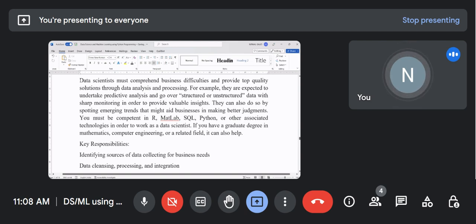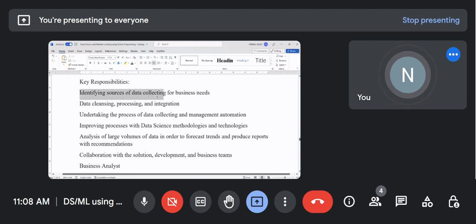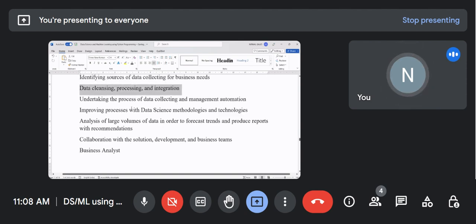The data scientist is going to do the role of the analyst also. And the other key responsibilities held by the data scientist are already mentioned: collection, pre-processing, then analysis, everything needs to be done by the data scientist.